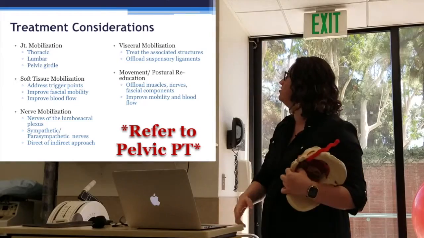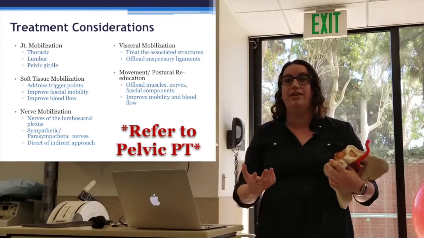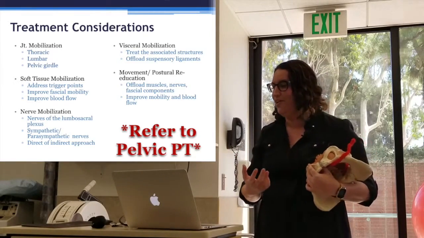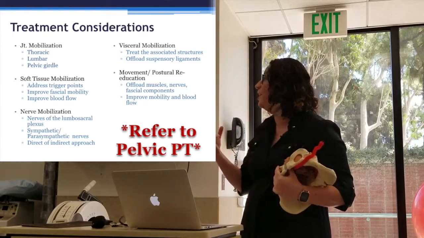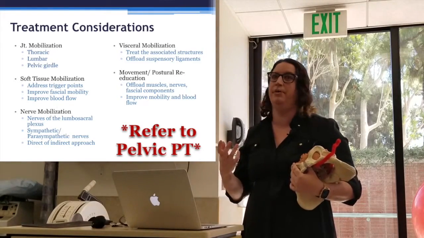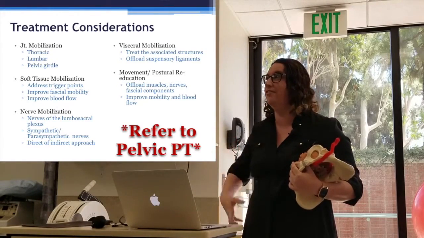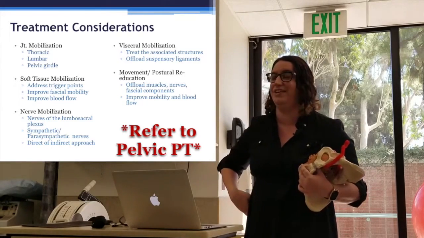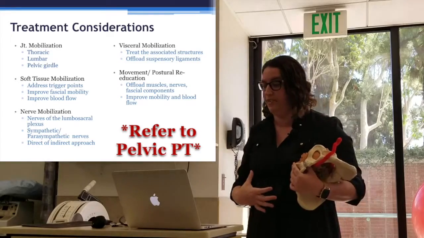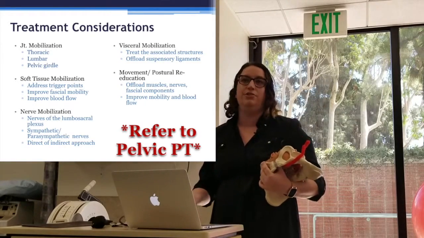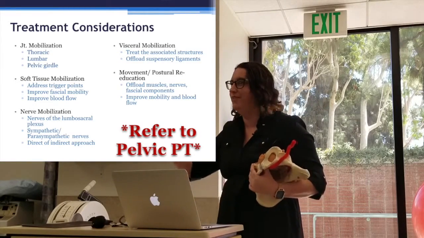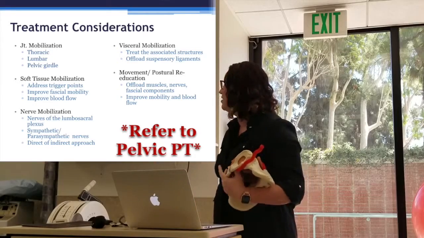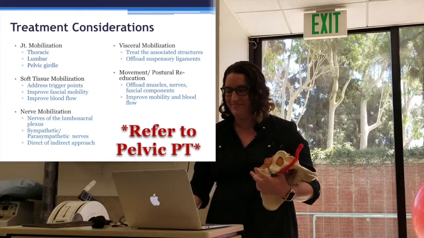Soft tissue mobilization. So we could use this to address those trigger points like the Travell and Simons pictures. We could use this to help fascial mobility, whether we're talking about the fascia of the superficial sensory nerves or the fascia that is suspending some of the different organs within the abdominal wall. And also we're using this to improve blood flow, because if we open up these channels, we potentially are getting better blood flow to those regions.